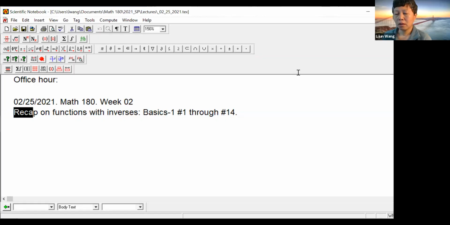All right. So before we do the trig review, there's one more thing I like to go over with you guys about functions and then their inverses. Okay, functions and their inverses. So far, we have studied from number 1 through number 14. Of course, we didn't do 7 and 8, but you're supposed to do that. Those are also very important functions.